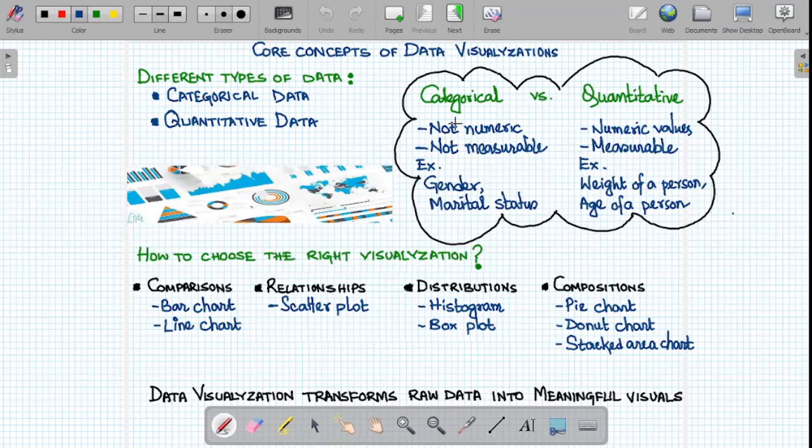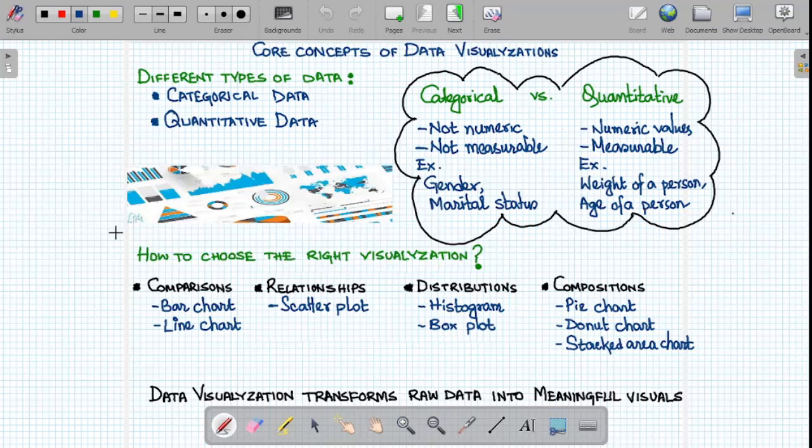Categorical data are not numeric in nature. It is not even measurable. Whereas quantitative data are numeric in nature and hence it is measurable. Gender, marital status, these are all examples of categorical data, whereas weight of a person, age of a person are examples of quantitative data. Understanding about data is crucial to perform efficient data analysis and visualization.